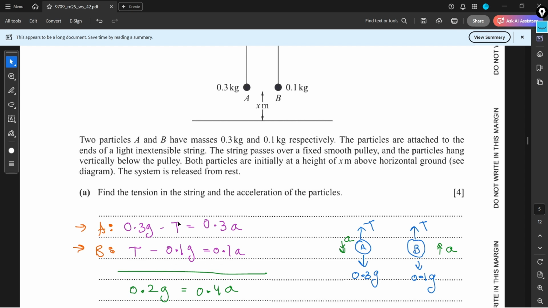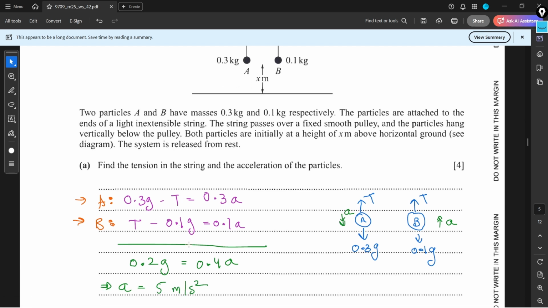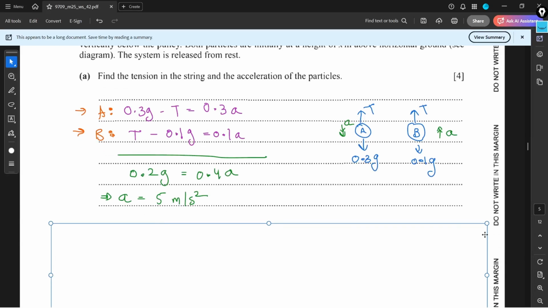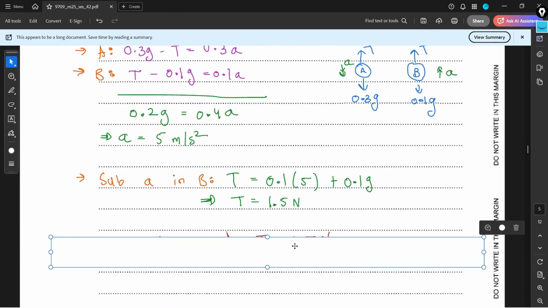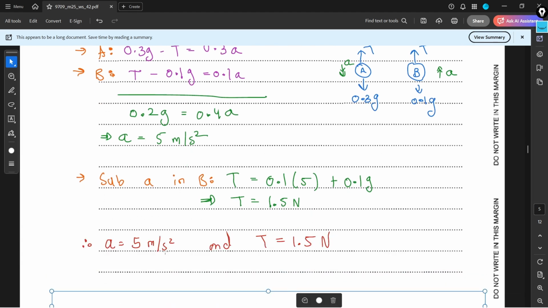Over here, I can simply solve these equations by adding them to eliminate T and find the value of a as 5 meters per second squared. Then I can substitute the value of a in either the first or the second equation to find the tension. Here I have substituted the acceleration in particle B, and I get the value of T as 1.5 newtons. Therefore, for this question, the tension is 1.5 newtons and the acceleration is 5 meters per second squared.